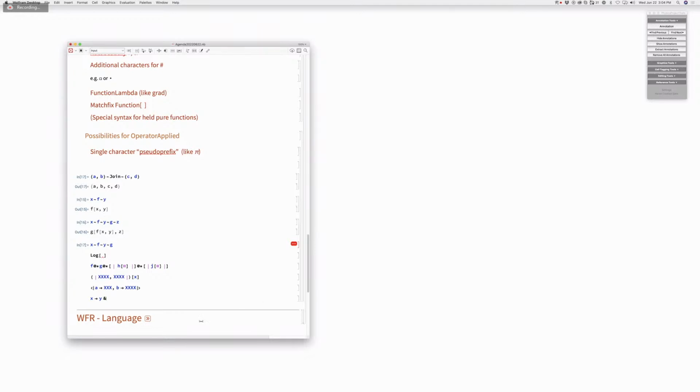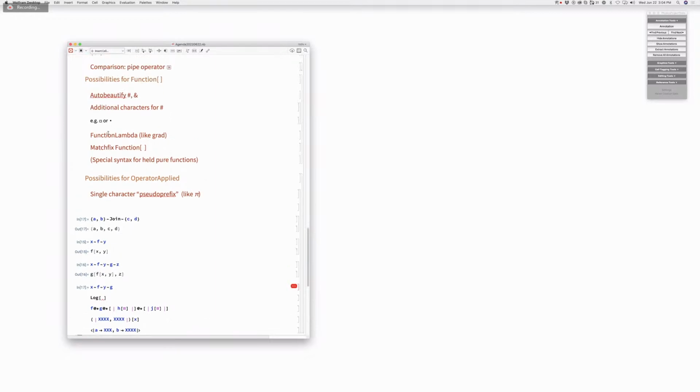All right, I think we should explore this. I think we should explore the match fix function. I think we should explore auto beautification of hash and ampersand. The function lambda thing is amusing and maybe is worth exploring for people who want to make something that is very lambda looking. I don't know. What do people think about that?